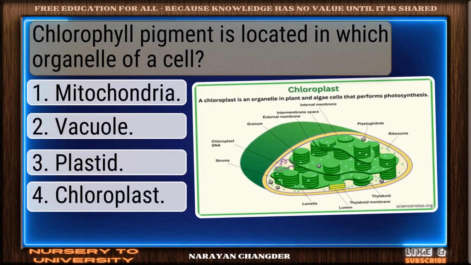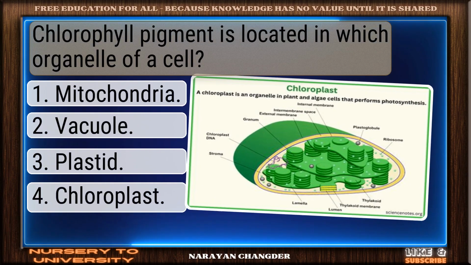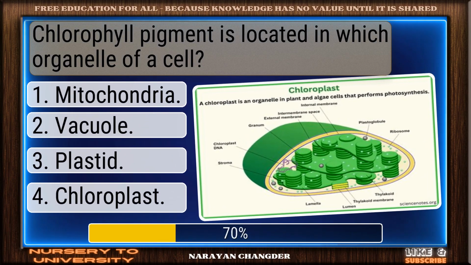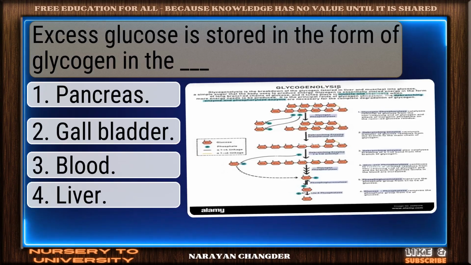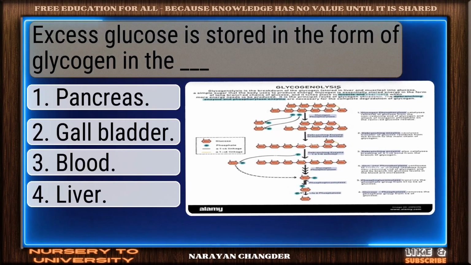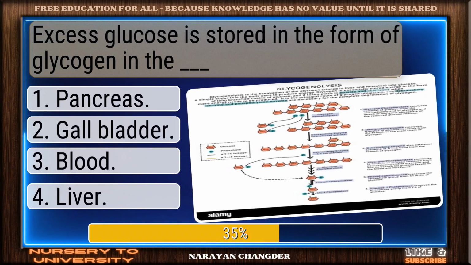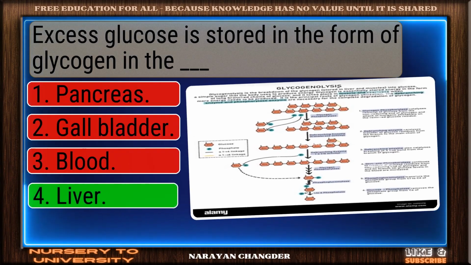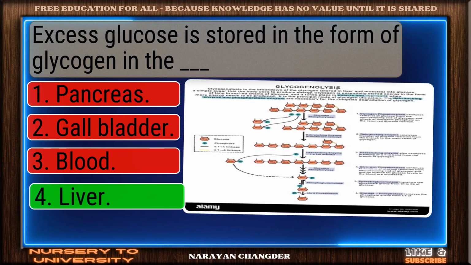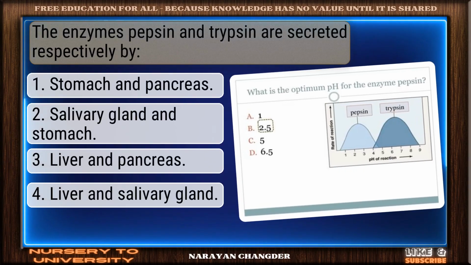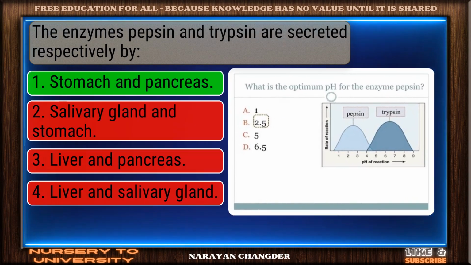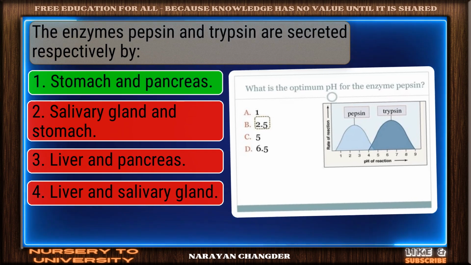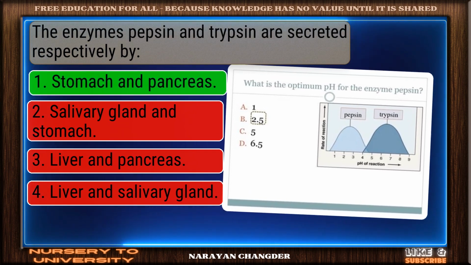Chlorophyll pigment is located in which organelle of a cell? Well done. Chloroplast is right. Excess glucose is stored in the form of glycogen in the dash. Smart pick. Liver is correct. The enzymes pepsin and trypsin are secreted respectively by. Good job. Stomach and pancreas works well.